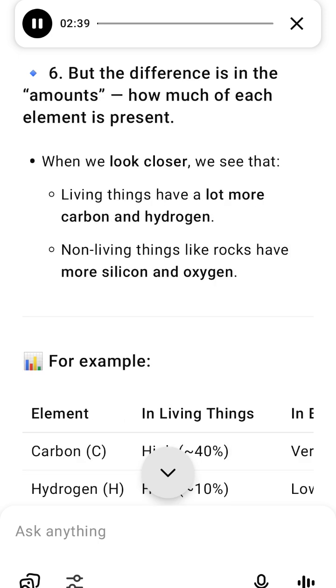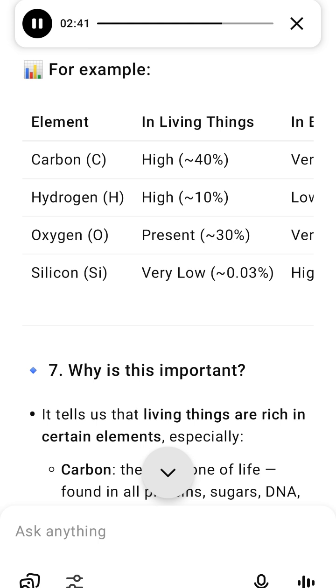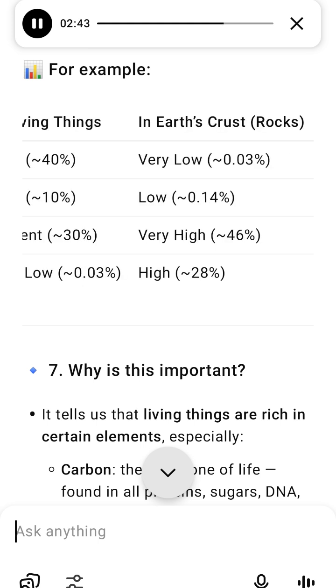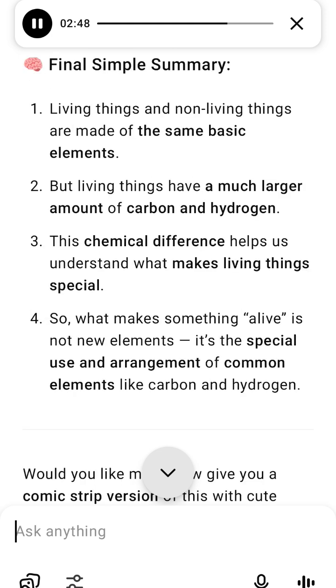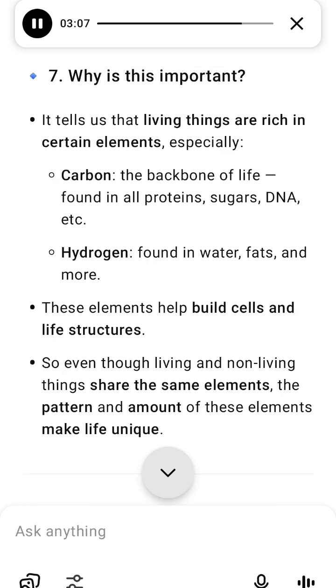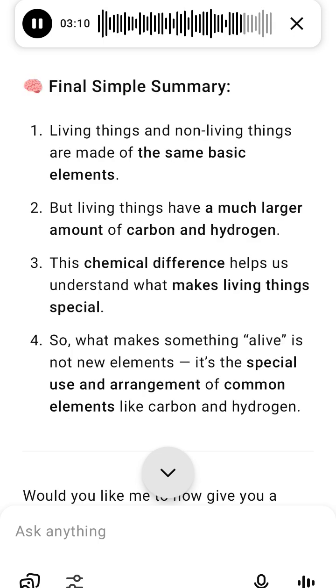Final simple summary. 1. Living things and non-living things are made of the same basic elements. 2. But living things have a much larger amount of carbon and hydrogen. 3. This chemical difference helps us understand what makes living things special. 4. So what makes something alive is not new elements. It's the special use and arrangement of common elements like carbon and hydrogen. Would you like me to now give you a comic strip version of this with cute visual examples of living and non-living?